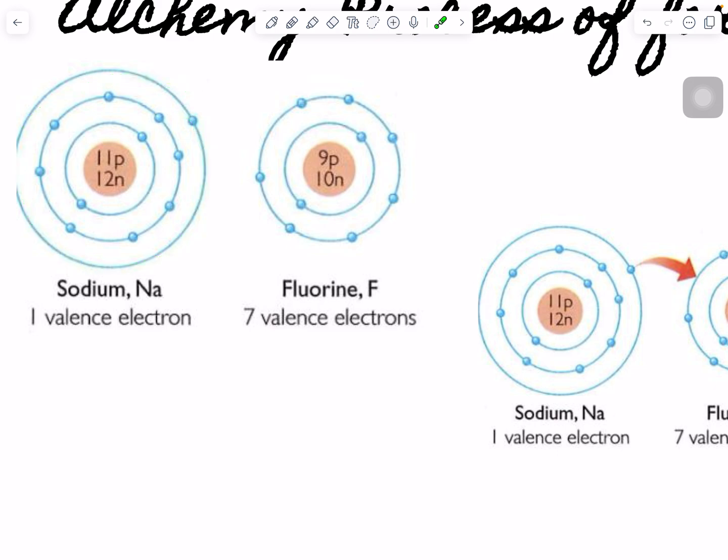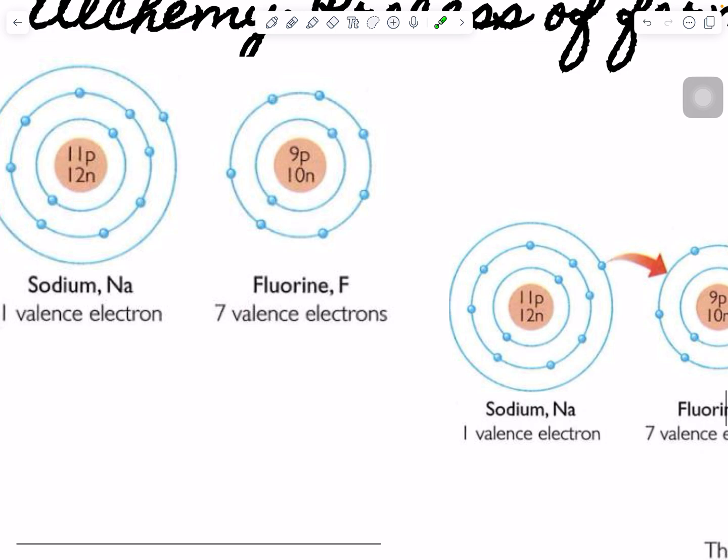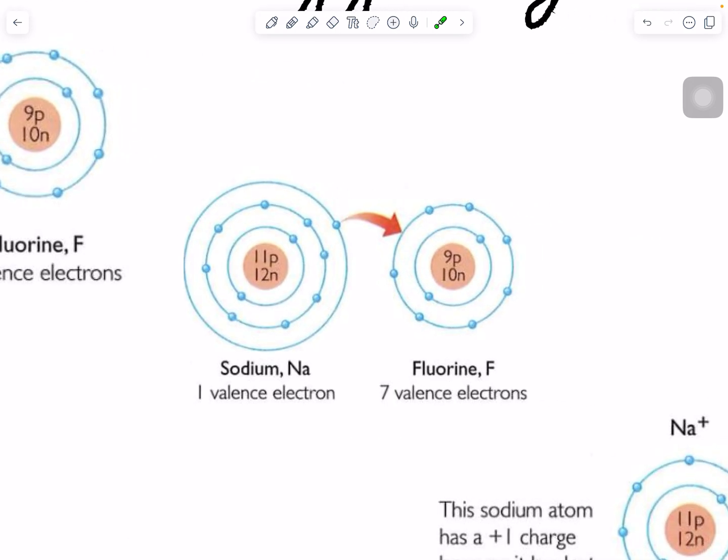If I look at fluorine, it has 9 protons and 9 electrons. If I count the outermost shell, 1, 2, 3, 4, 5, 6, 7, that is not stable. Also, 9 electrons is not stable. 10 electrons is stable. It wants to gain 1 in order to get to 10. Where does it get it? It gets it from the sodium. So the sodium totally gives up its electron to the fluorine.